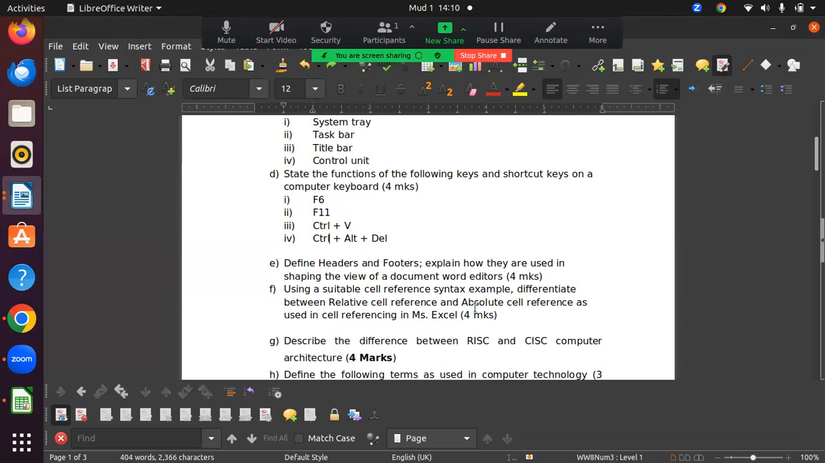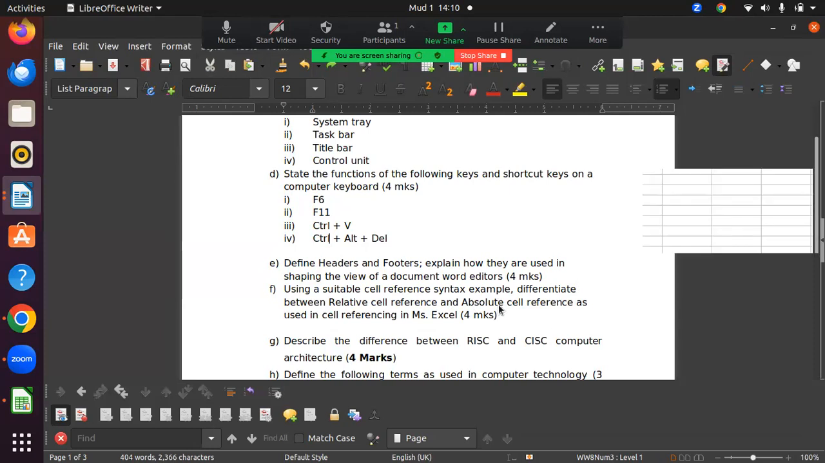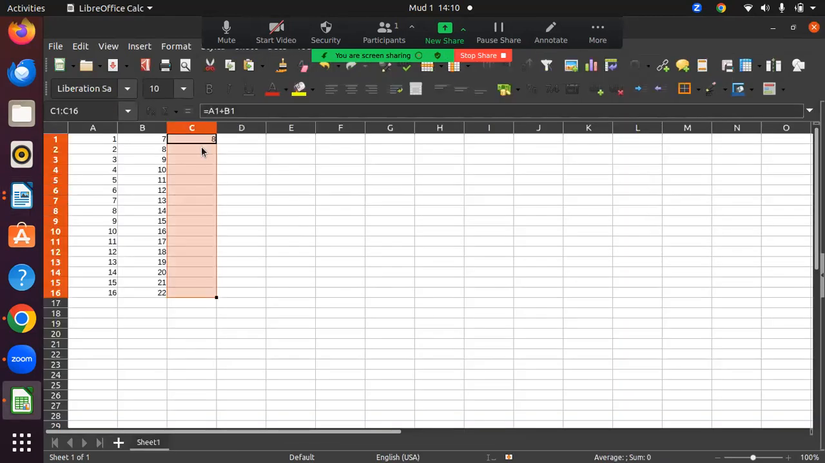On the other hand, absolute cell referencing is a bit different. What happens is you have the same cells, A1 and B1. So you just append a $ sign in the middle.